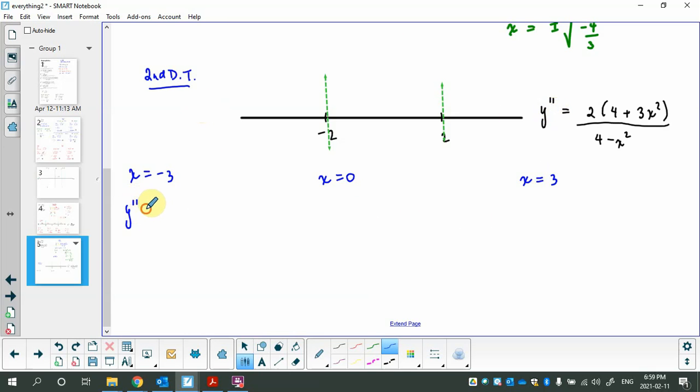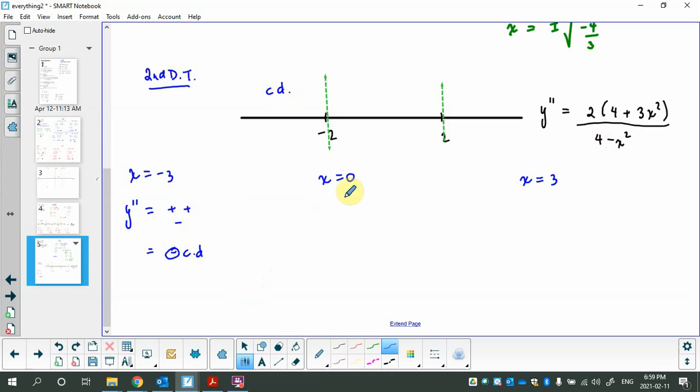So y double prime is equal to 2, which is positive, multiplied by, if I take a -3 and I put it in here and I square it, it'll be positive, and then all this stuff is multiplying and adding, so I'm still positive. So I don't have to overthink stuff. However, if I put -3 in here, I get 9, and 4 minus 9 is negative, so I end up with a negative value, and that's concave down. Worth writing here.